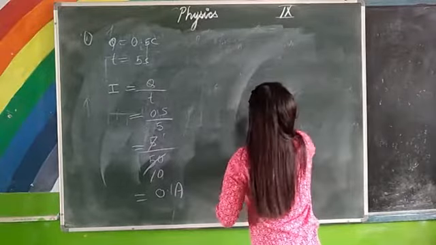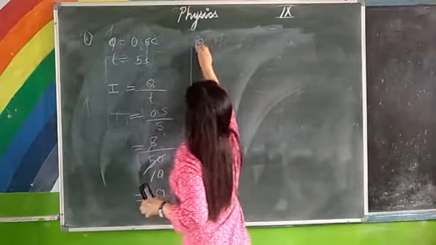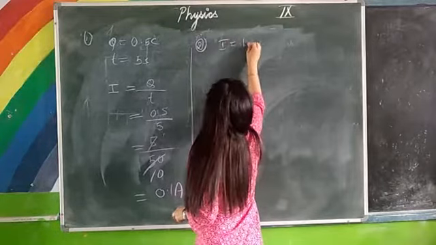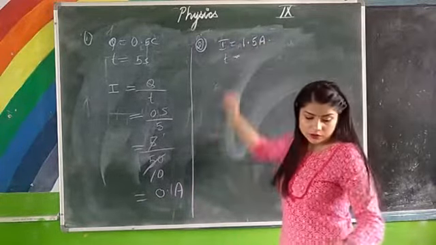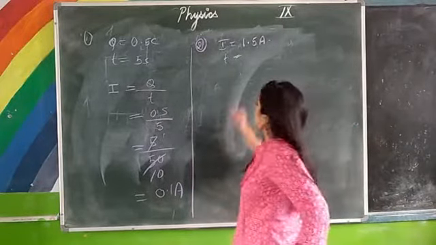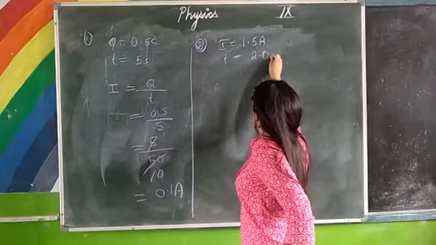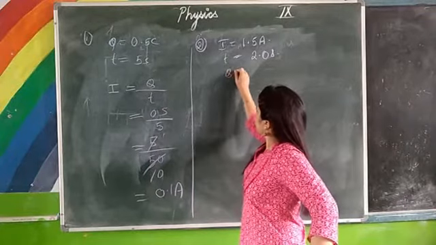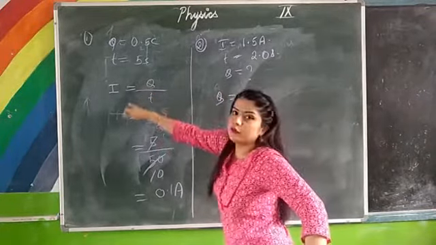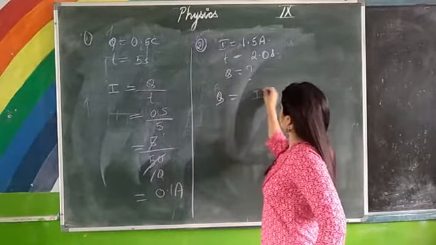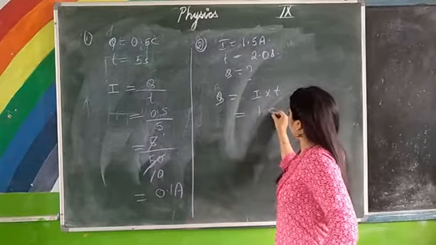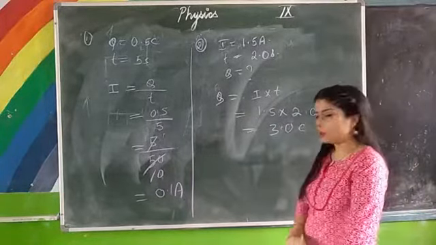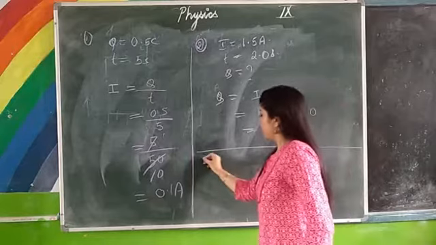Now, let us solve question number 2. The current of 1.5 ampere flows through a conductor for 2 seconds. Time is 2.0 or 2 seconds. What amount of charge passes through the conductor? Now, using the same relation, we have to find the charge. So, use the same formula, Q is equal to I into T. So it is 1.5 into 2.0. It will be 3.0 coulomb of charge. This is question number 2.